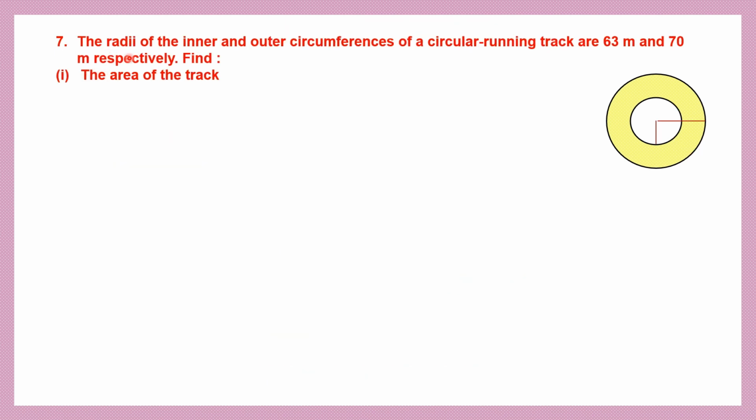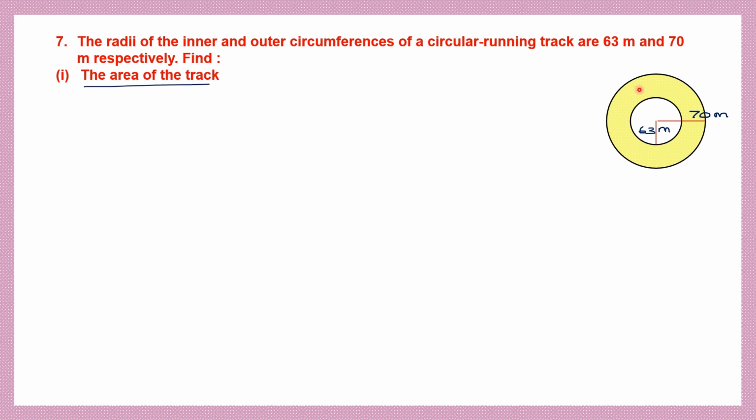Question 7. The radii of the inner and the outer circumferences of a circular running track. Now this is a circular running track. The inner circumference is this and the outer circumference is this. Now they have given us the radii of this. So that is 63 meters and 70 meters respectively. So 63 meters will be the smaller one. So this is 63 meters and the bigger one is 70 meters.